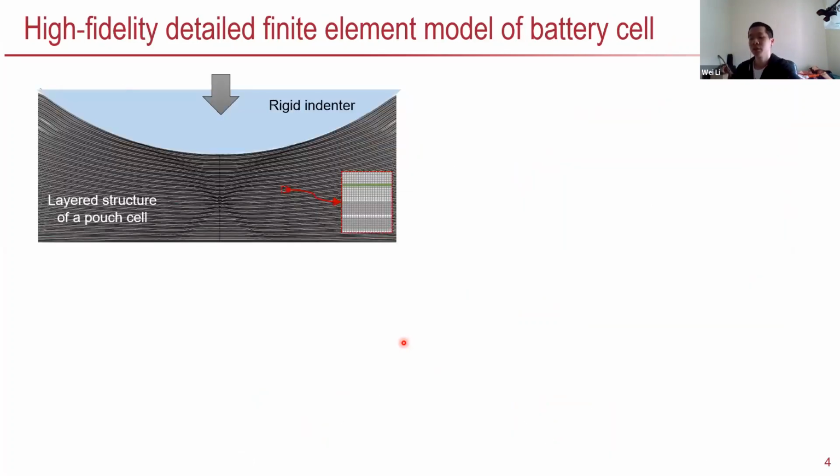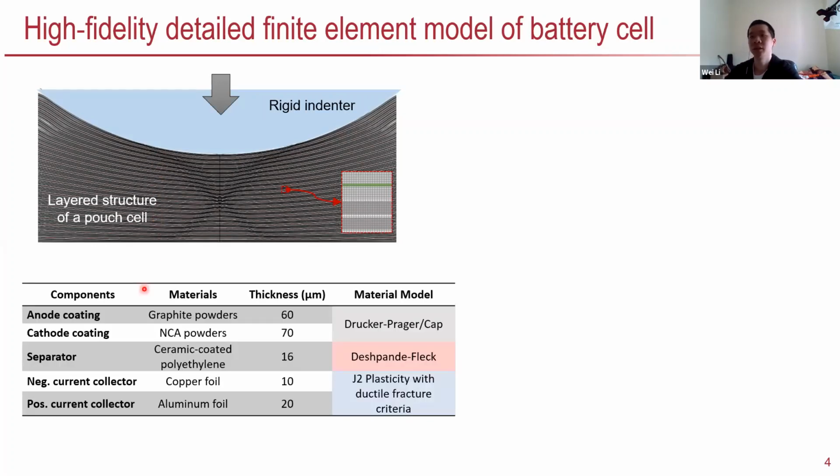So to model or to predict this kind of fracture, we need to develop a very detailed finite element model. As shown in this figure, this model resolves each layer of the structure inside the battery. And the difficult part is actually how to calibrate each of these components. In this battery, we have a total of 5 different components or materials, and because they are quite different, they need to be calibrated by different material models.